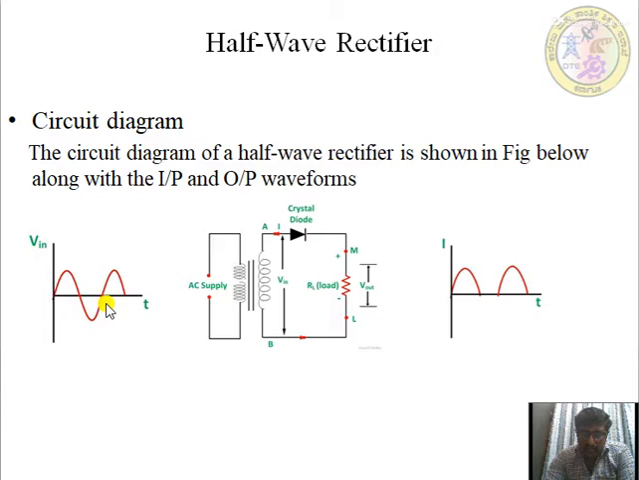So during the negative half cycle, what will happen? Terminals A and B are negatively biased, that is, the diode is in an off state, an open state. So it does not conduct, there will be no flow of current across the load resistor RL, and we will not have any output.